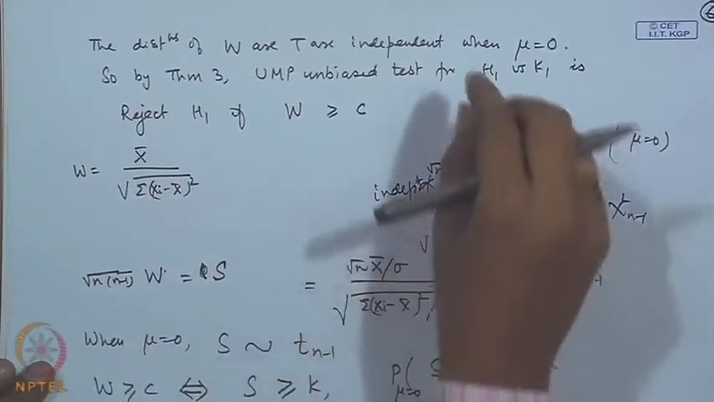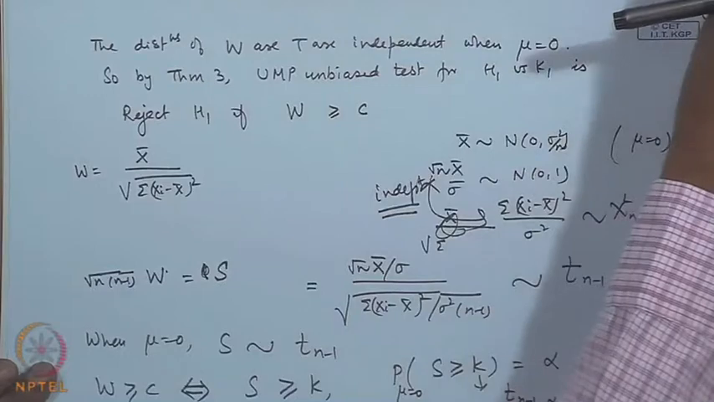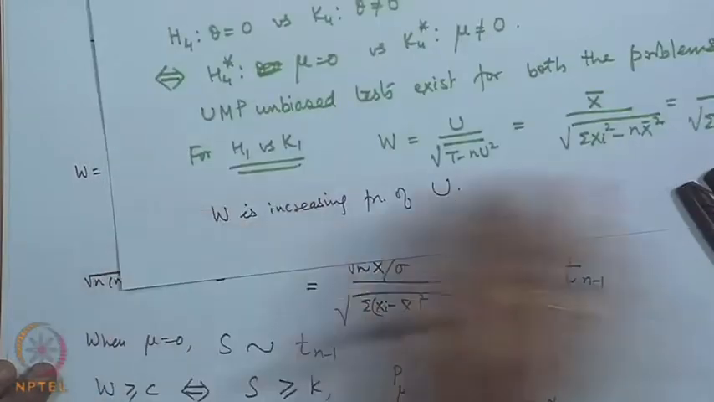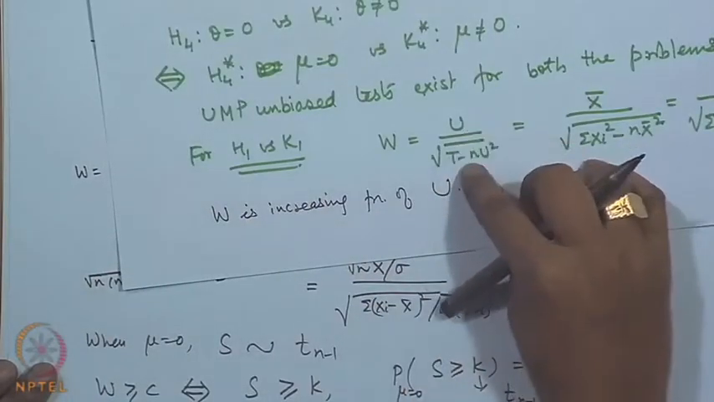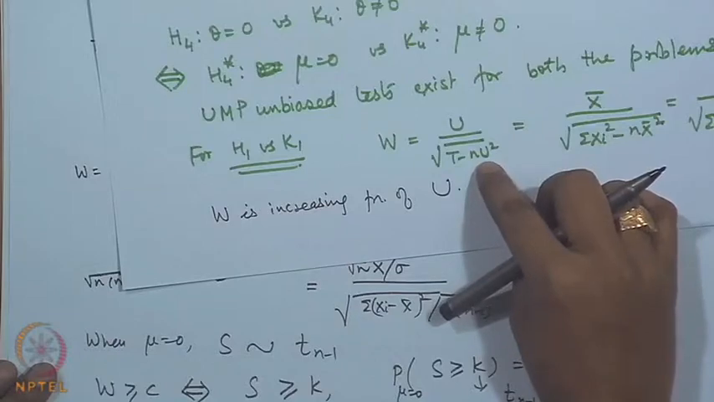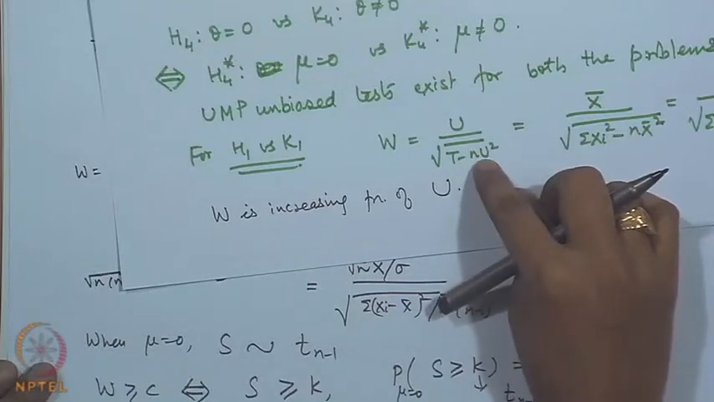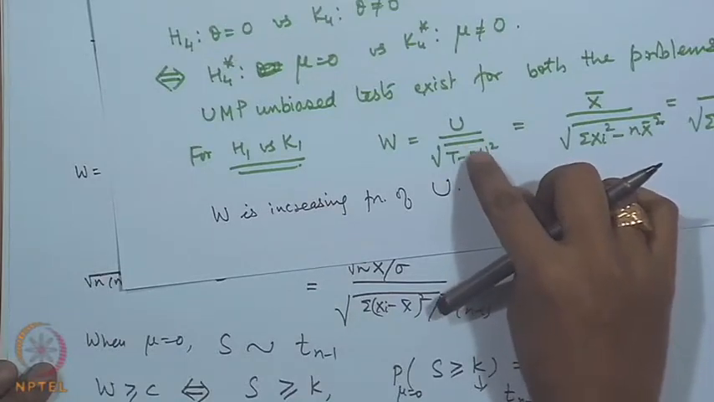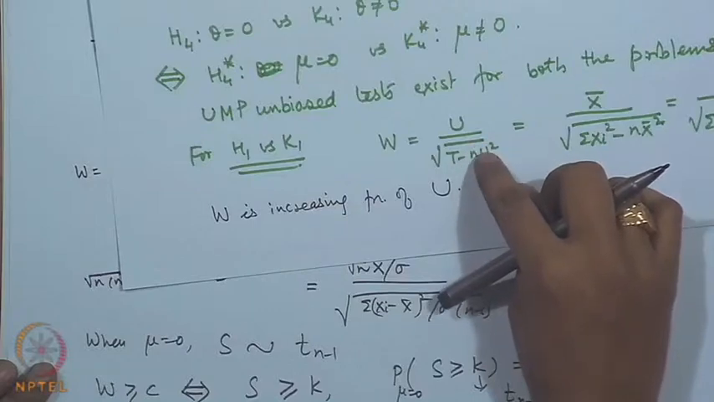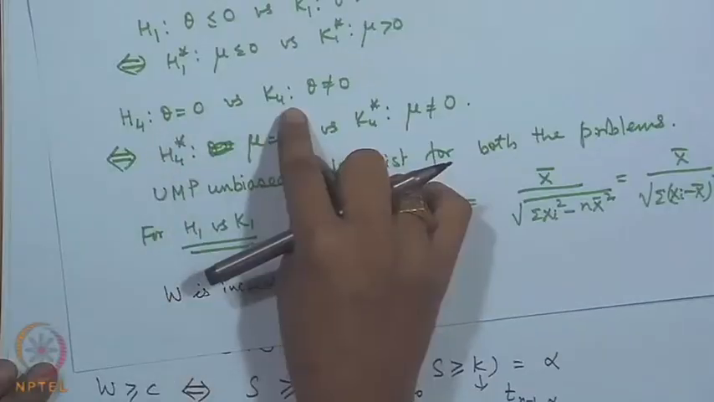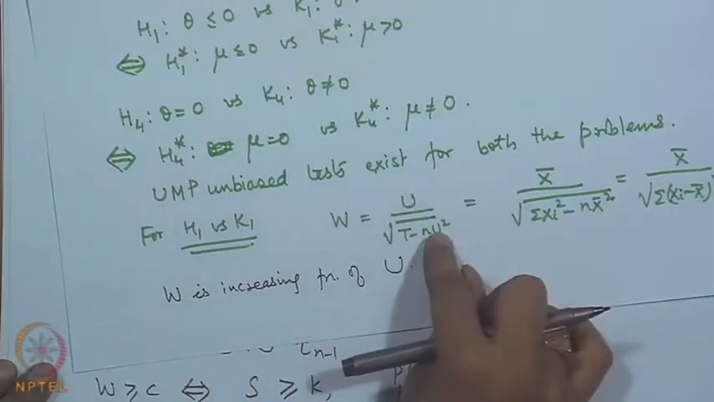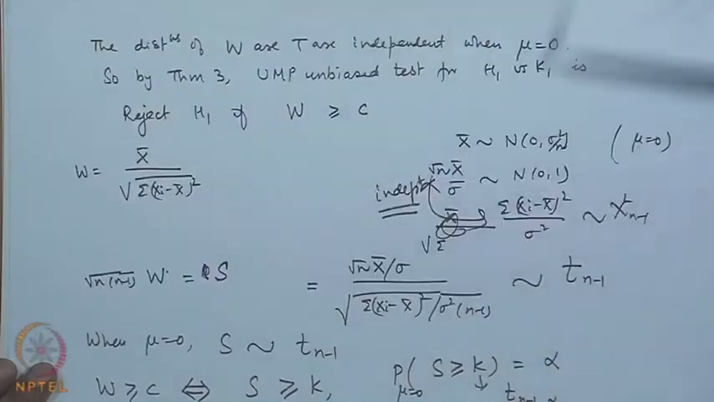If you look at this function that I have defined, U divided by square root T minus n U square, this is not a linear function of U, although it is increasing in U. So, if I want to test the hypothesis H4 versus K4, I cannot use this. So, for that I define another function.